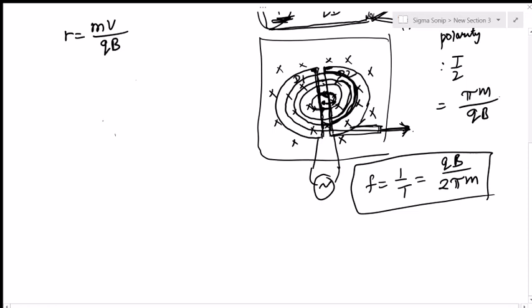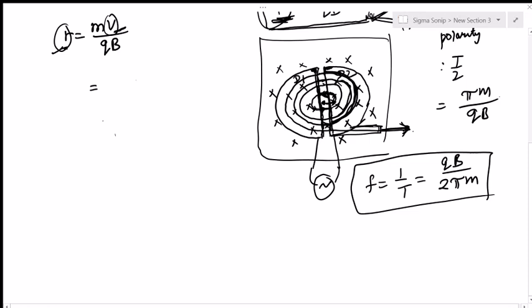Now what this equation is telling us is that there is a correspondence between r and v. For any particular radius, there is a particular velocity. When the radius is big, velocity is higher. When the radius is smaller, velocity is lower. So there is a one-to-one correspondence between r and v. So using this, we can find the velocity. We'll rearrange the equation to get an expression for v.